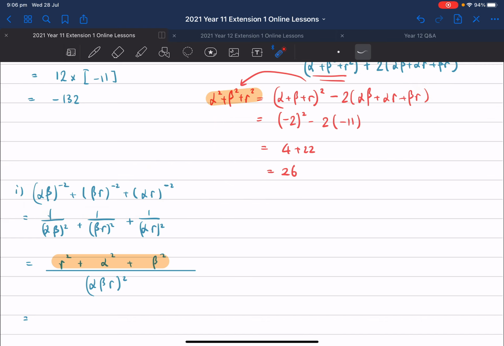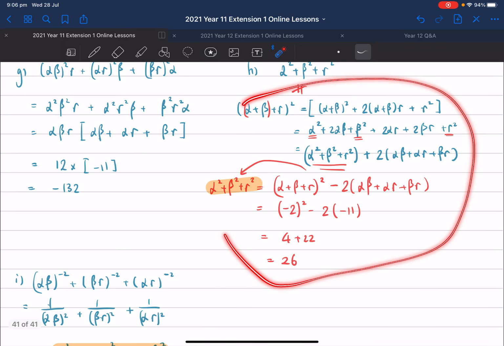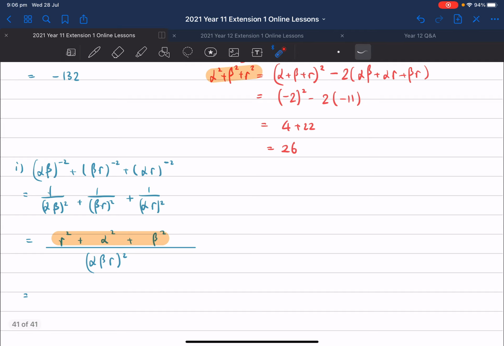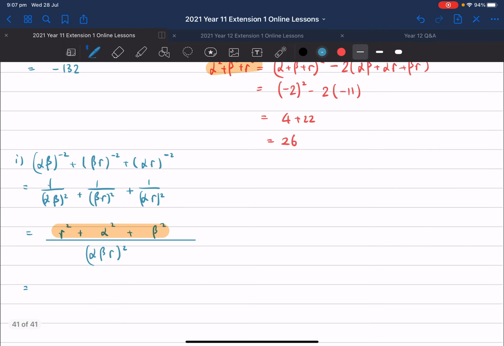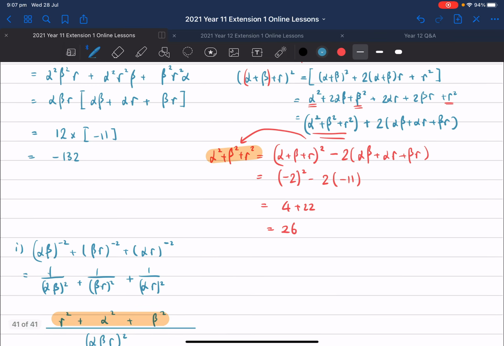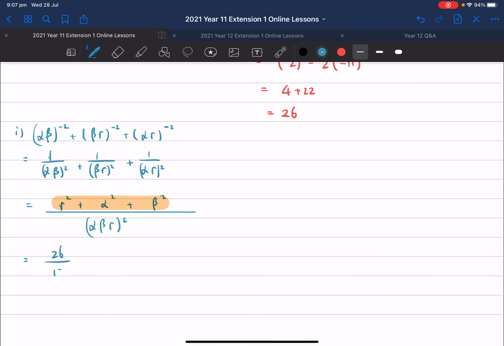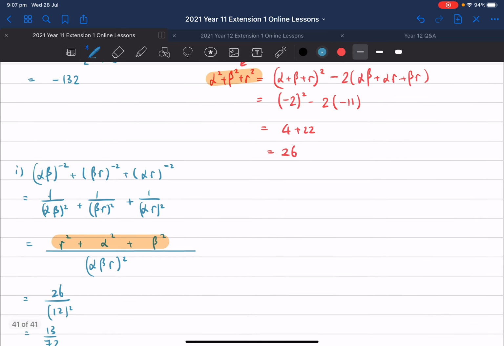So in the real exam, they're not going to give you that question straight away as the first question. Otherwise, you would still need to go all the way through all these details to find out what alpha squared plus beta squared plus gamma squared is. So it will be a scaffolding question like this, where you have the result from the previous one and you can use it, right? So that becomes 26 over the product, which is 12, and then we square it. So that's 26 over 144, and that's 13 over 72. Okay, so that's question I.